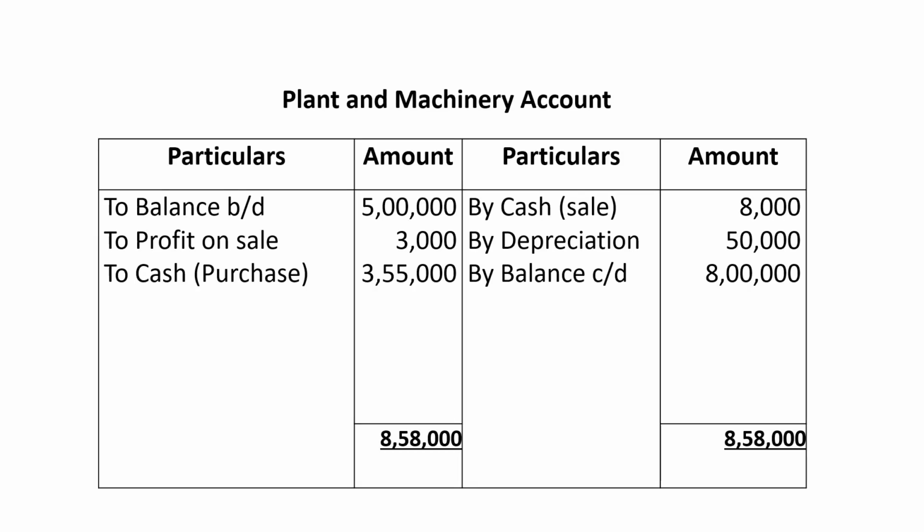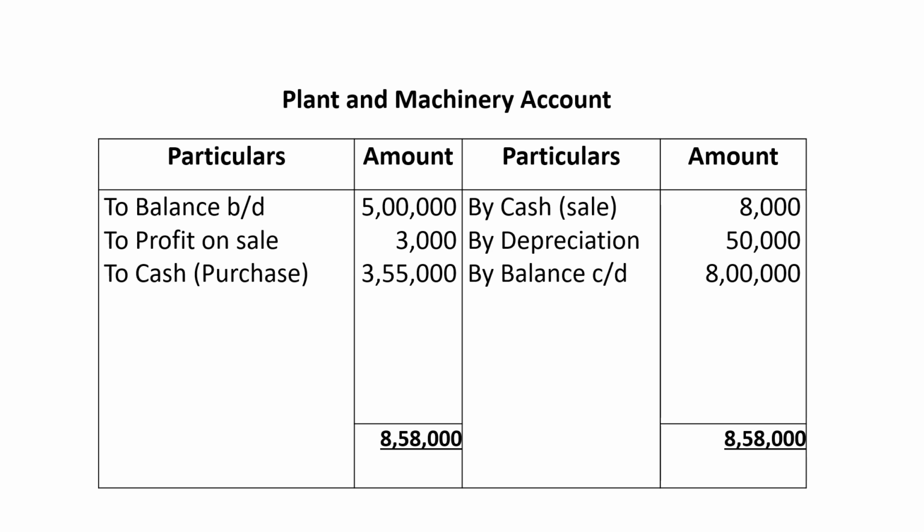First, prepare the plant and machinery account. Opening value of plant and machinery 5 lakhs. Closing balance of plant and machinery 8 lakhs. Sale of machinery during the year 8,000. Depreciation charged during the year 50,000. Then we will get 8 lakh 58,000.